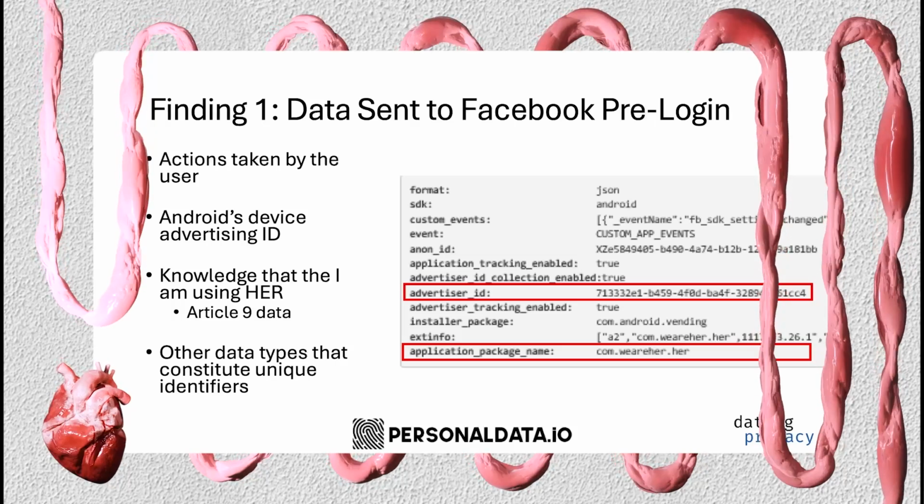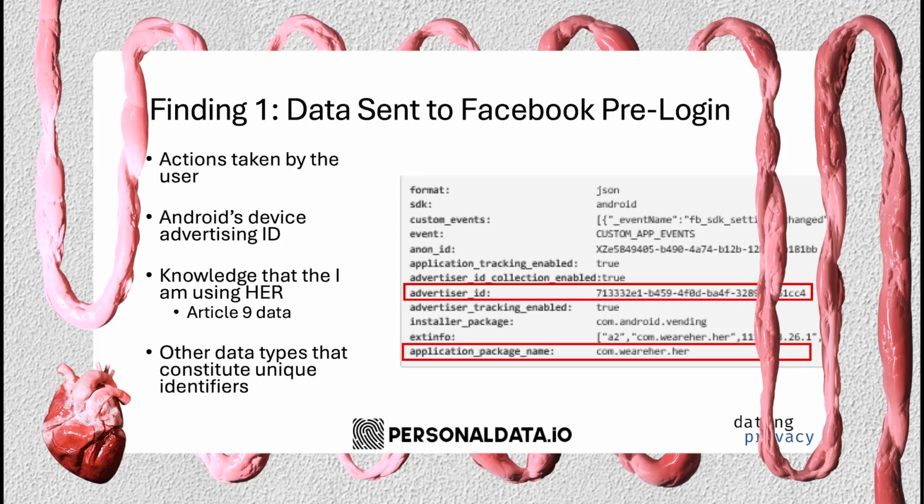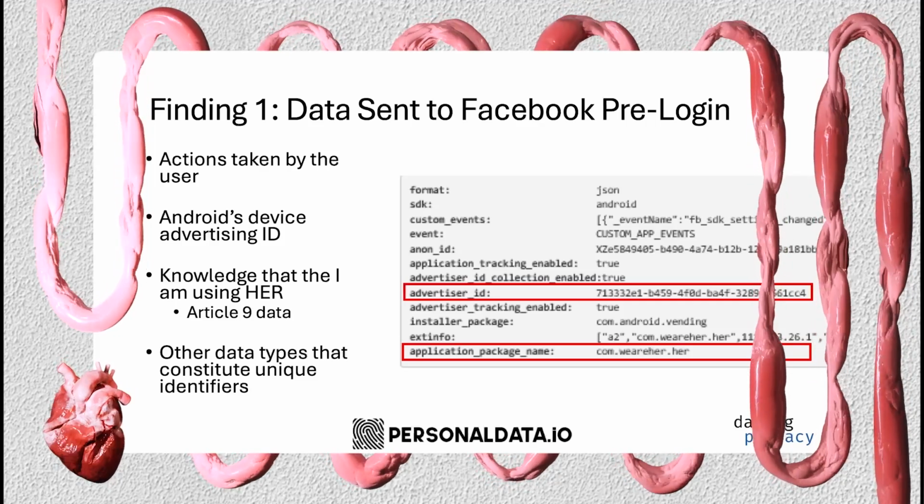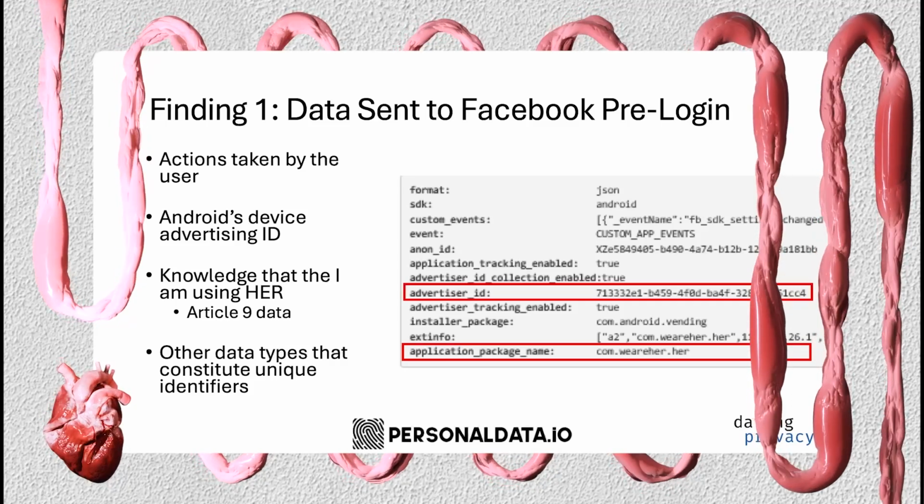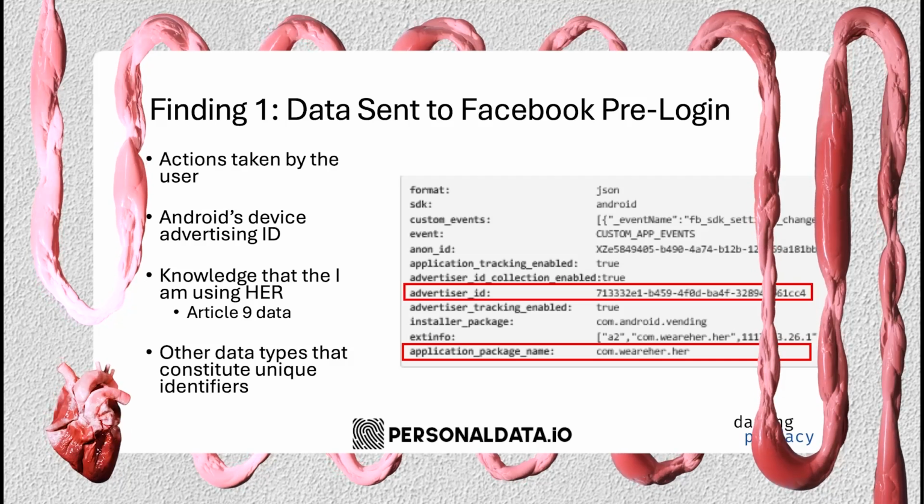I don't know what an anon ID is, but it's clearly some sort of unique identifier. You have this thing called extra info, EXT info. I'm assuming that's what EXT stands for. And that forms something called a fingerprint. So that has like the version of the app I'm using. If there was more to this picture, you would see the kind of phone I'm using.